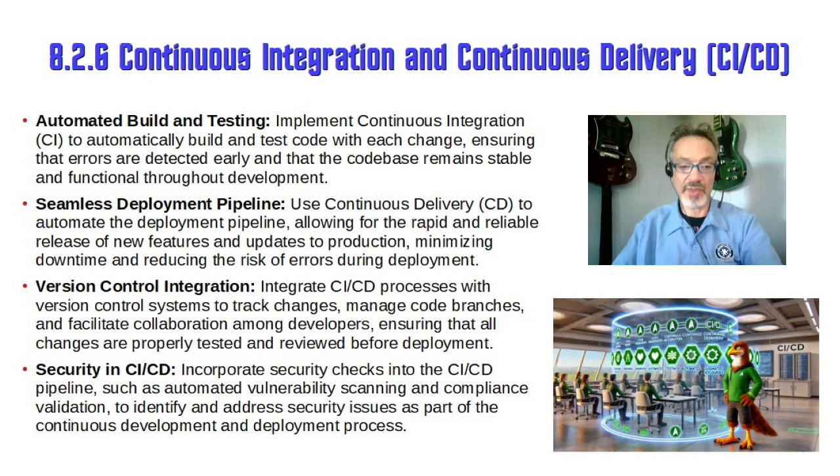Seamless deployment pipeline. Continuous delivery automates the deployment pipeline, allowing for rapid and reliable release of updates or new features. Automation minimizes the risk of human error during development and ensures that the code remains secure as it moves from development to production.